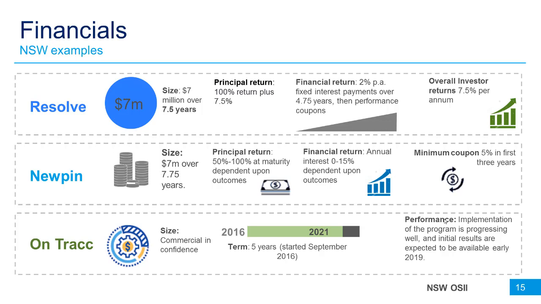I won't try and explain in detail each of the financial mechanisms used in the Resolve and the New PIN and the On-Track investment, but I think it's clear by looking at the different capital raises, return of principal, financial payments, and potential returns to investors that in each instance we have a different scenario and a different financial mechanism in place.